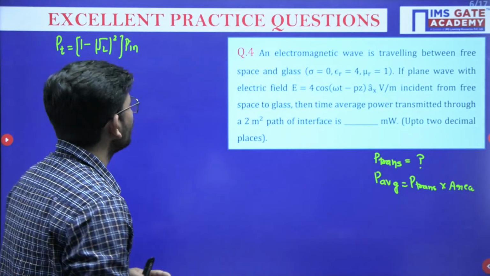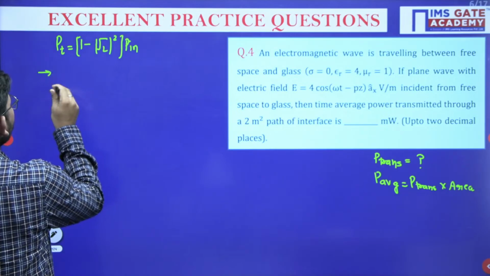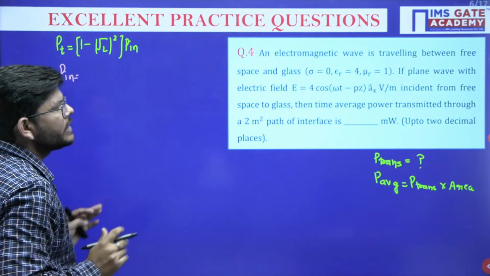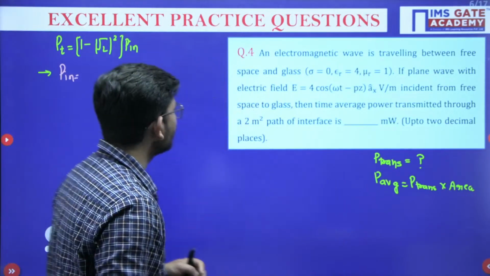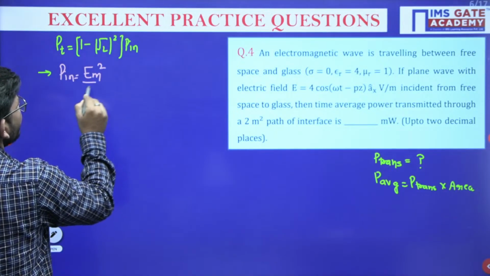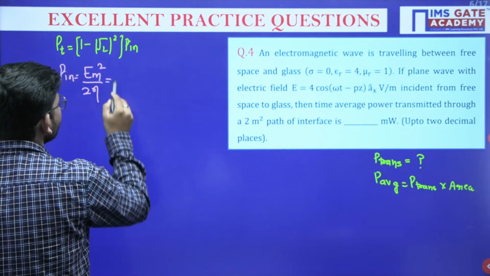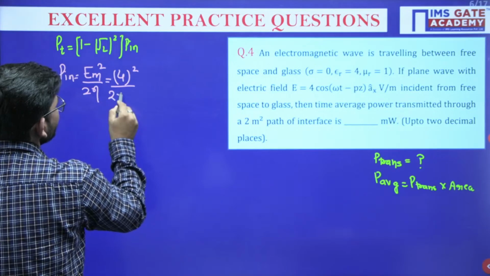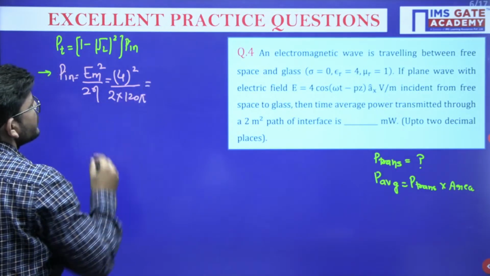Okay, so how to approach this problem? First of all, what will be the incident power? To calculate the incident power, the wave is coming from air, free space. So incident power will be Em square divided by twice of eta. Em is given as 4, so that will be 4 square, and for air the impedance is 120 pi.